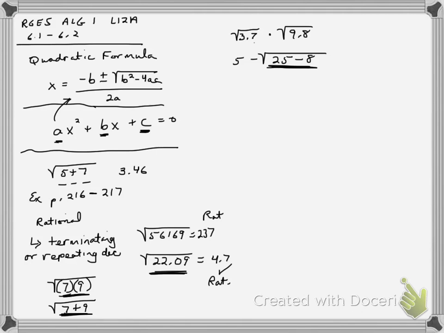Or you could type in, that's kind of complicated to do in a single step. You probably can. I don't know how you would do it. I would just simply do it this way. 25 minus 8 is 17, and I would type in then in my calculator 5 minus 17 square root. Okay.